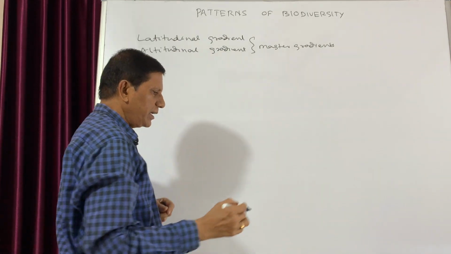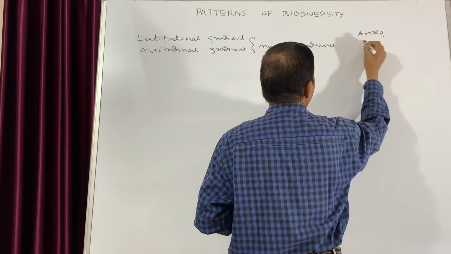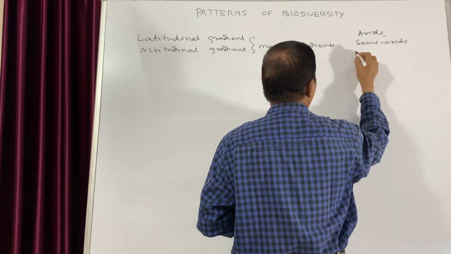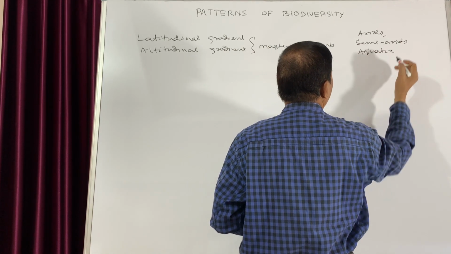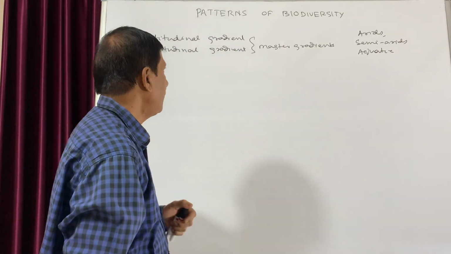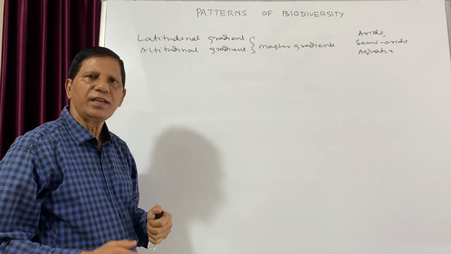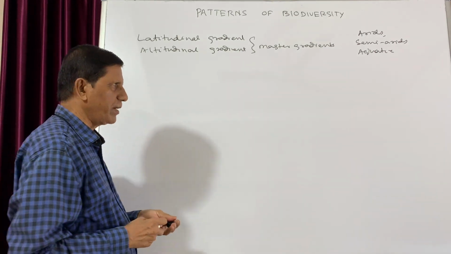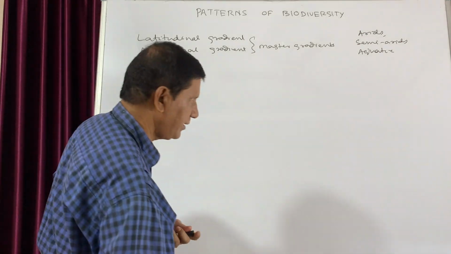So except the arids, semi-arids and aquatic habitats, these are the exceptions. In the remaining part of the earth, usually it may be due to latitudinal gradient or due to altitudinal gradient. Usually the biodiversity varies from place to place. Now let us discuss one by one. First we will discuss the latitudinal gradient.